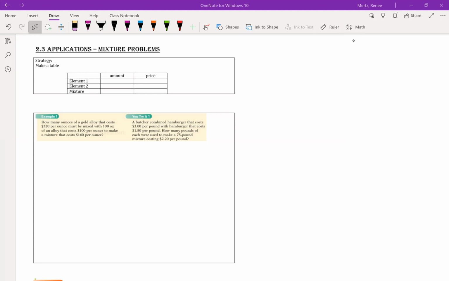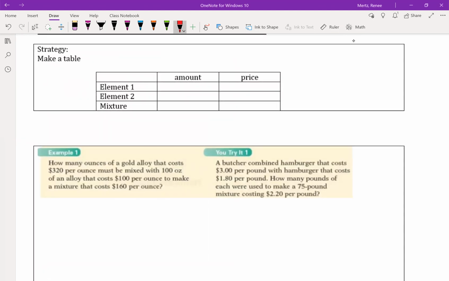When we're doing these problems, we're going to have two different elements, element one and element two. A lot of times they use two different types of ground beef, or an alloy of metals and another type of alloy, or mixing juices like cranberry orange or orange pineapple. They take the two elements and then create some sort of mixture. So we're going to have to do the price times the quantity plus the price times the quantity, and instead of it equaling the total, it's going to be the mixture's price times quantity. So we're going to have three sets of PQs.